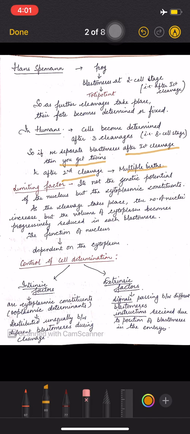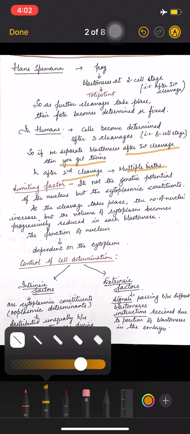Because as the zygote divides, blastomeres are formed, so we know that the nucleus divides, with each blastomere a new nucleus is produced. The nucleus is dividing but the amount of cytoplasm is not increasing. The same amount of cytoplasm that was in the zygote is now being distributed into different blastomeres, right? So the limiting factor is not the genetic potential of the nucleus but the cytoplasmic constituents. As cleavage takes place, the number of nuclei increases but the volume of cytoplasm becomes progressively reduced in each blastomere, right? So the function of the nucleus is dependent upon the cytoplasm, right?